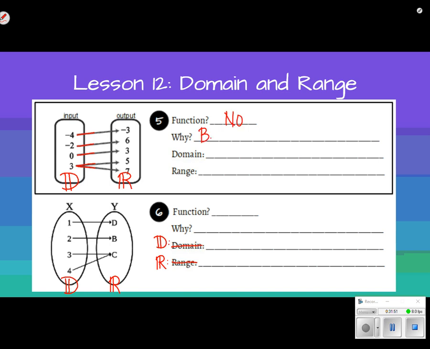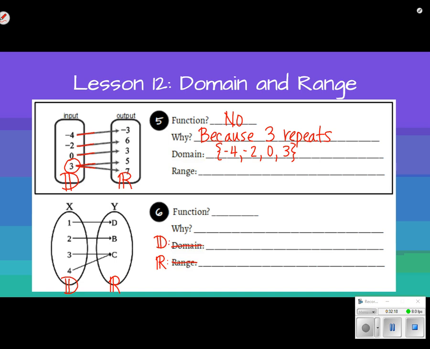Why? Because 3 repeats. Now, 3 only looks like it's there one time, but it's connected: 3, 5, 3, 7. So that's what you've got to watch out for. Domain, you are just going to list everything in that input box: -4, -2, 0, 3. Okay?